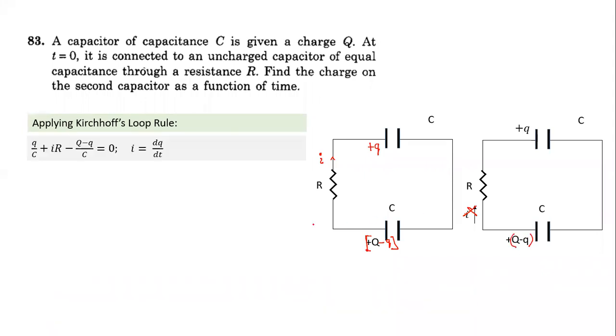Can I write the equation now? Easy. So start from here. Increase: (Q minus q) by C, and moving against the direction of current, minus IR. Here this is another capacitor, but I am now going from positive to negative, hence the negative sign: minus q by C. And what is current? I is equal to dq by dt. So this is a simple differential equation.